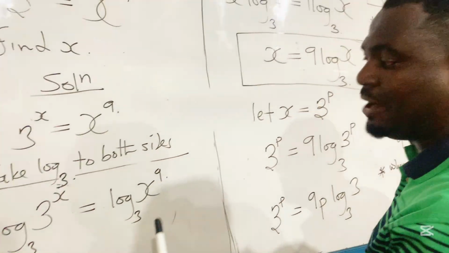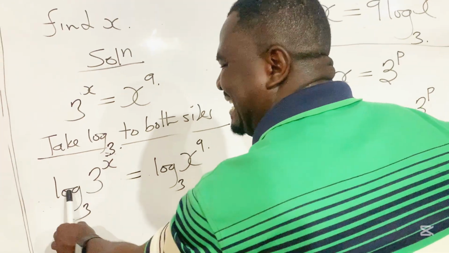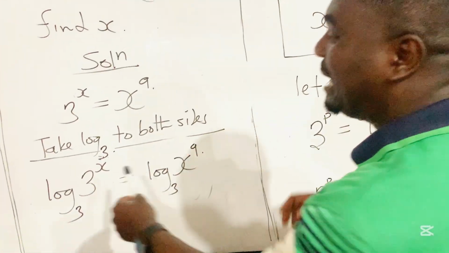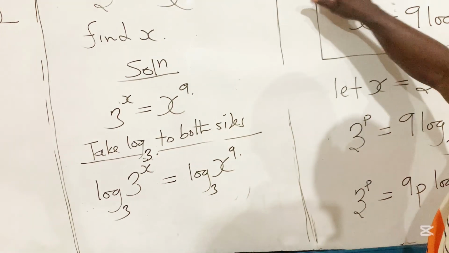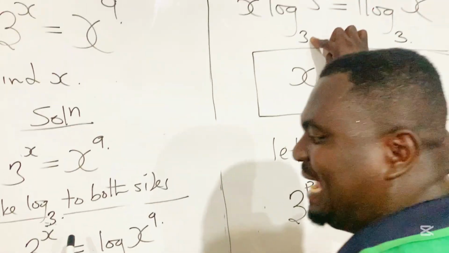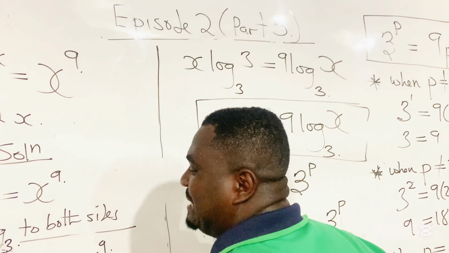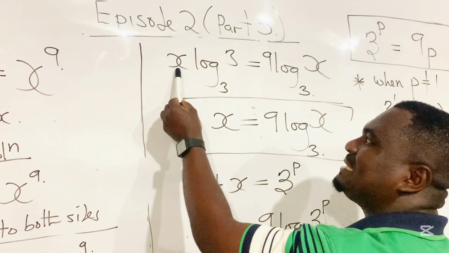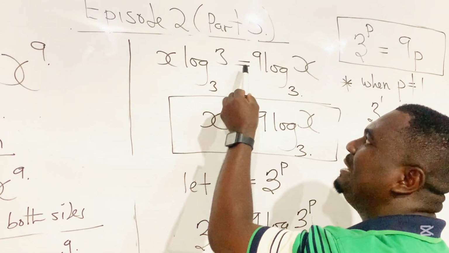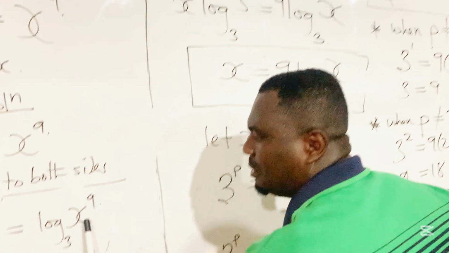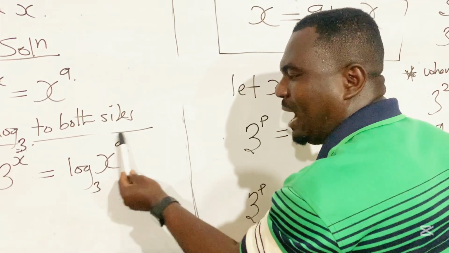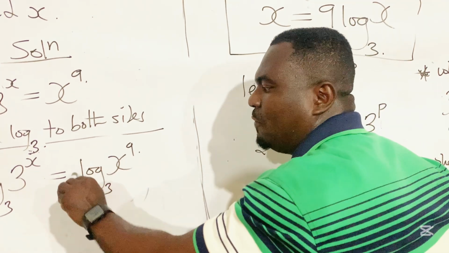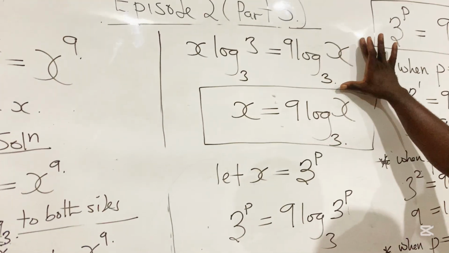And from the properties of logarithm, log of a number, and the number is having an exponent or power, from the properties we can rewrite this as x log 3 base 3. Meaning I've placed the power in front of the log. It's a property and it works. So it's going to be x log 3 base 3 equal to the same thing, log of a number, and the number is having a power. Another way of writing this is by putting the 9 in front of the log. And this is what we are seeing.